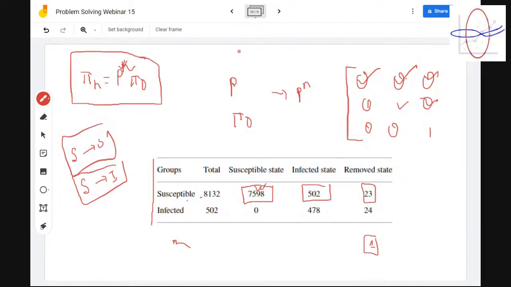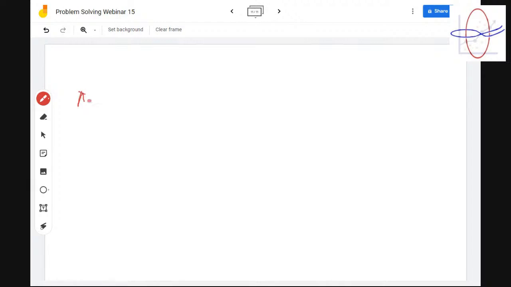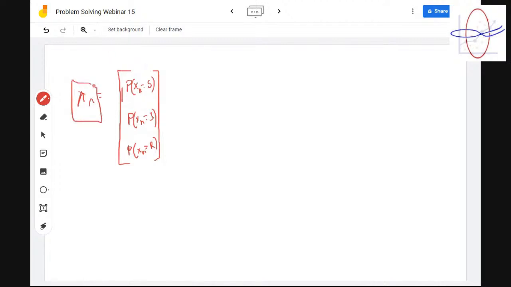What value will Pi n give? Pi n will be, at the nth time point, the total number of S, I and R, the probability of S, I and R. Pi n is the vector of probabilities, where the first one is the probability that x at nth position is S, the second is the probability that x at nth position is I, and this is the probability that x at nth position is R. These are the probability vector it's giving. It's a sort of PMF. Pi n is the nth PMF, the PMF of the nth random variable. Did you understand? Yes.